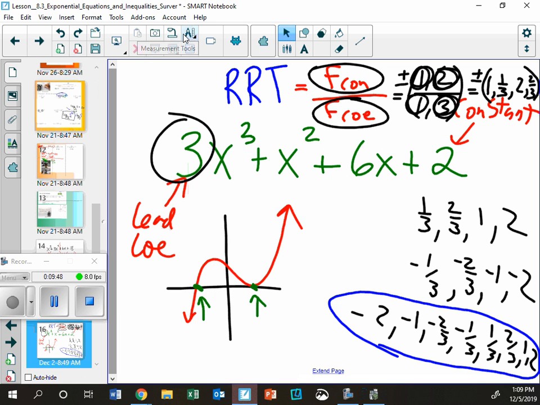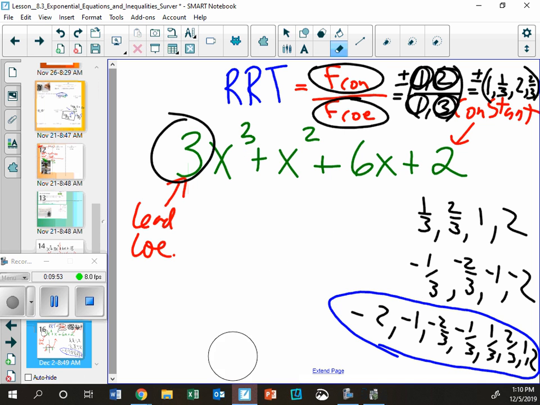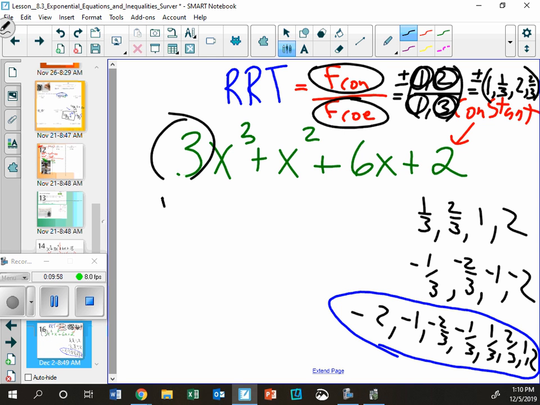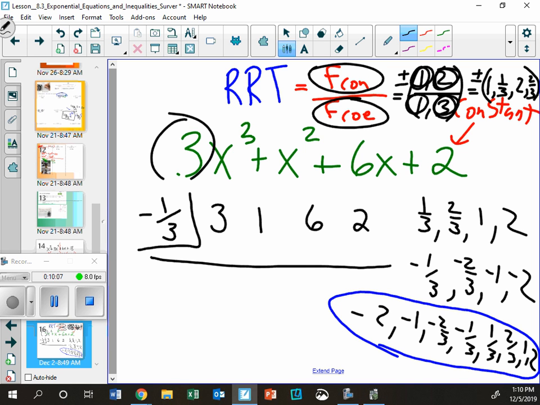Then you'll also need a third thing, which is synthetic. So now let's do synthetic and see how 1/3 is going to work, negative 1/3, sorry, with this. 3 and 1 and 6 and 2. And quick side check, did this thing have any missing terms? Because if it did, I'd have to put a 0 in to hold the place. No, there was nothing missing because it went from 3 to 2 to 1 to there was no x, and that was good. So I'm dropping it like it was hot and then multiplying.